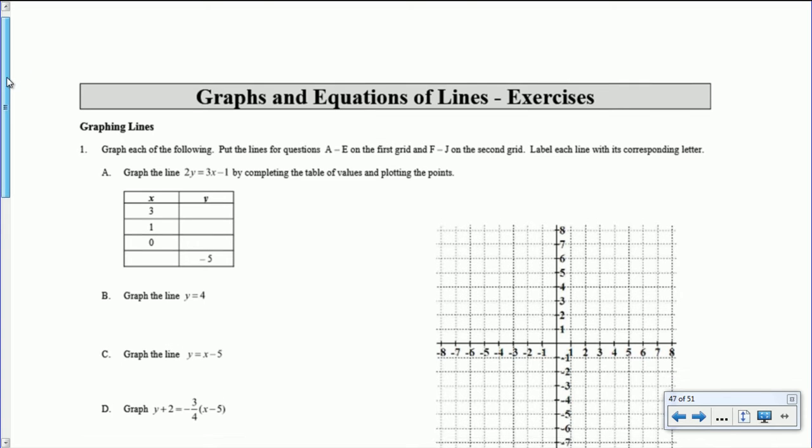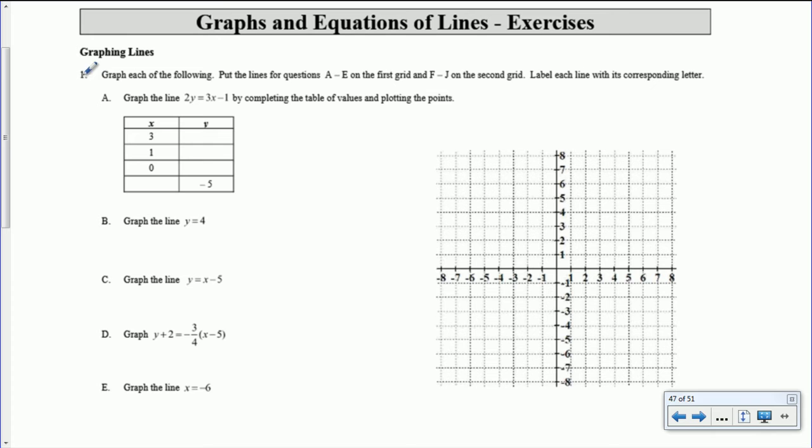So yeah, let's get started. Alright, so question number 1, graph each of the following. Put the lines for A to E on the first grid and F to J on the second, so that's at the bottom of the page. Label each line with its corresponding letter.